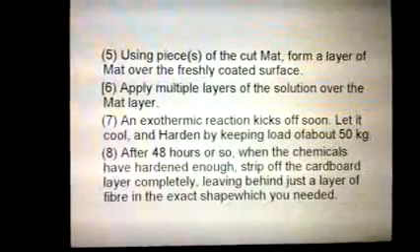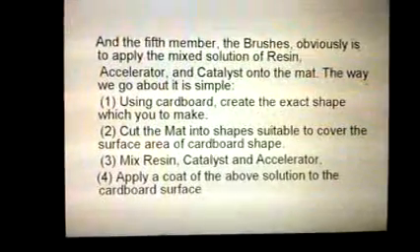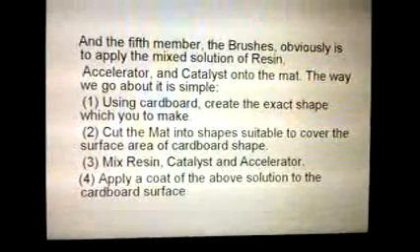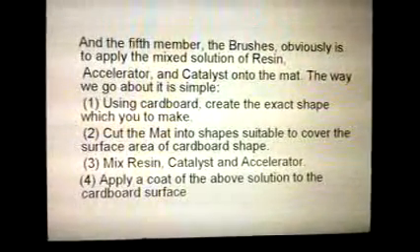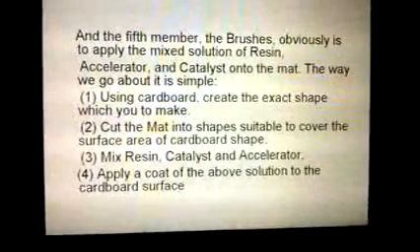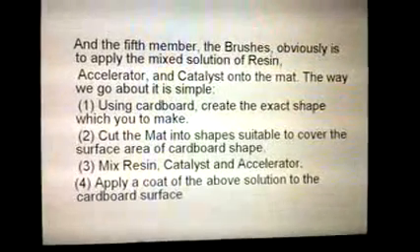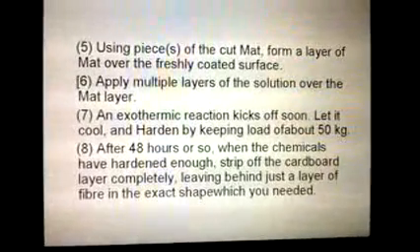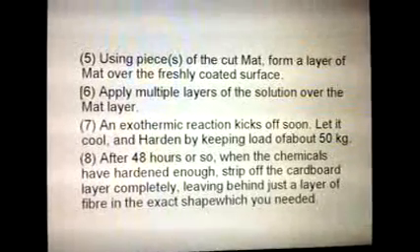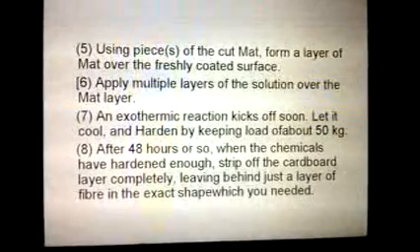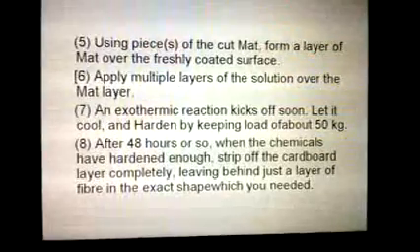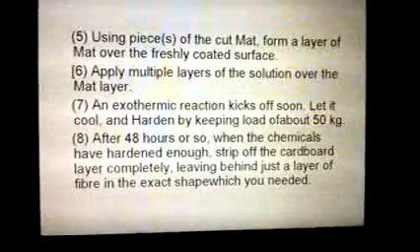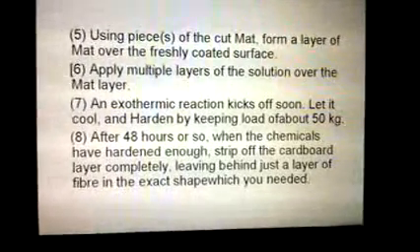Here we will be using cardboard. Create the exact shape which you want to make. Cut the mat into shapes suitable to cover the surface area of the cardboard shape. Mix resin, catalyst and accelerator. Apply a coat of the above solution to the cardboard surface. Using pieces of cut mat, form a layer of mat over the freshly coated surface. Apply multiple layers of the solution over the mat layer. An exothermic reaction kicks off soon, and we'll apply load, keeping it at 50 kg for 2 days.